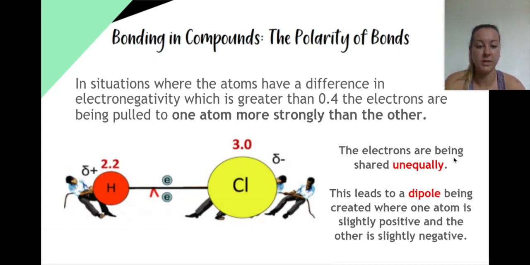Now, this situation where you have a bond and you have a slightly negative part and a slightly positive part is called a dipole. So dipole, let's break that down. Di means two, and poles, like north and south pole in a magnet, are different charges. So dipole is the two different charges, the slightly negative charge and the slightly positive charge. That is what that means.